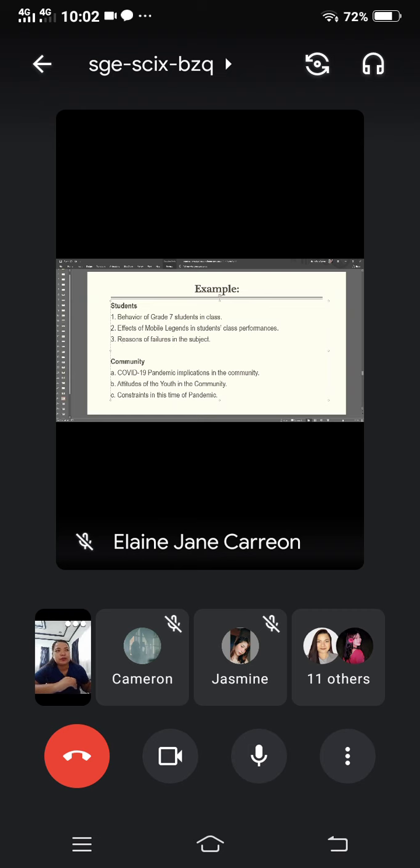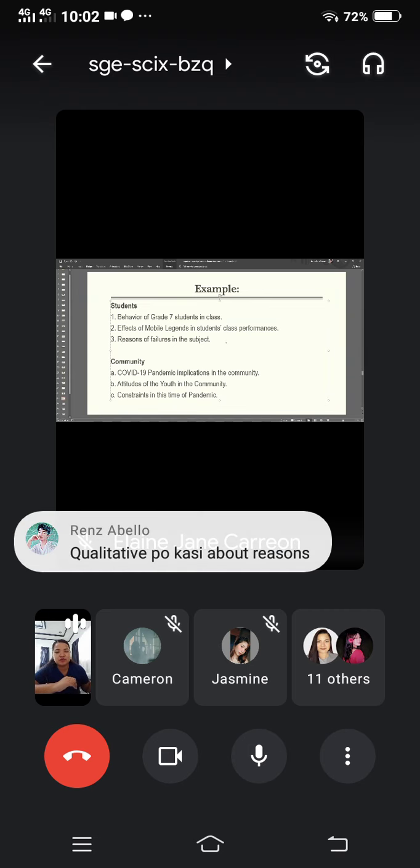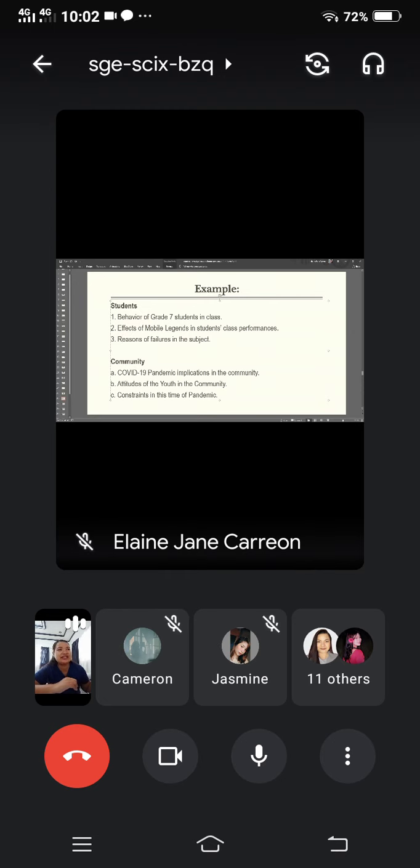Next, reasons of failures in the subjects. Very good. It's qualitative. So, talagang memorize niyo yung qualitative research. Kasi reasons, you are finding for the reasons. You're not looking for the pattern. And ito yung pinaka-iisipin ninyo. Ma-measure ko ba yung mga reasons? May pattern ba yung reasons?